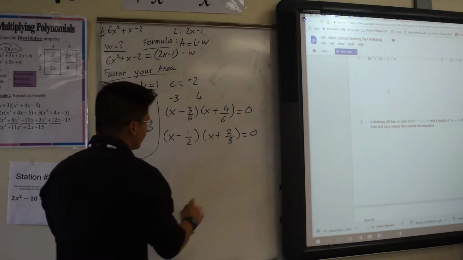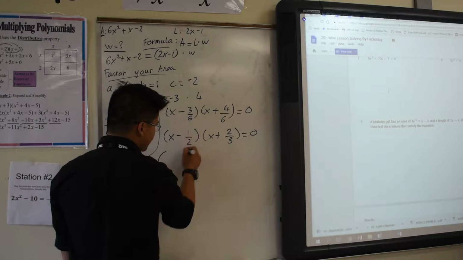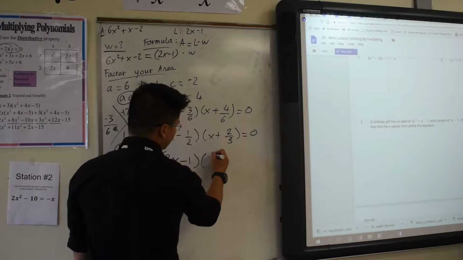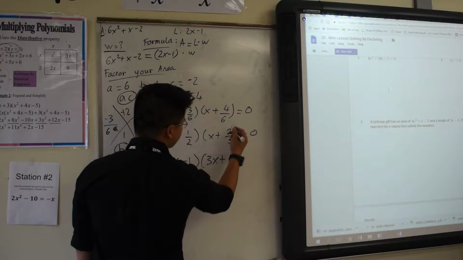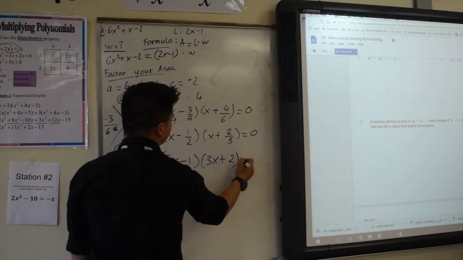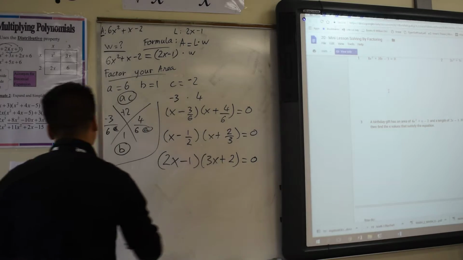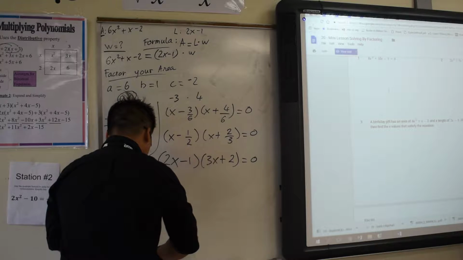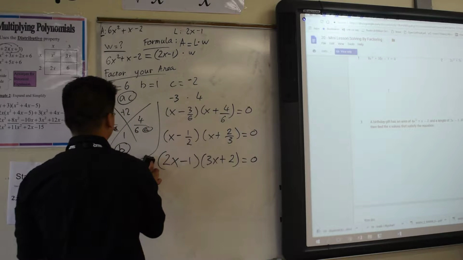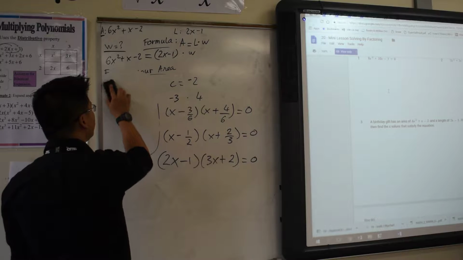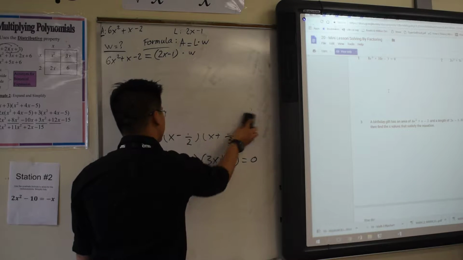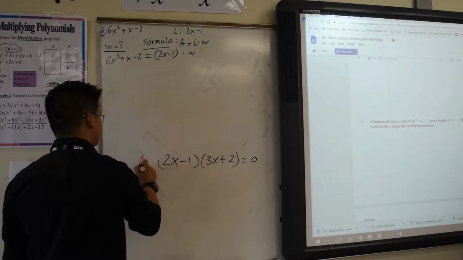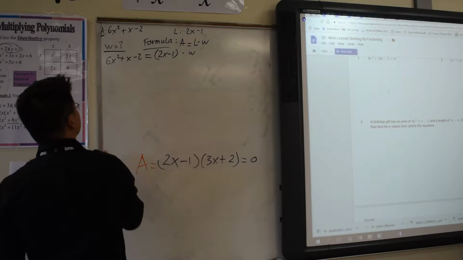And you have to completely divide or slide. So in this case, it's going to be slide. 2x minus 1, 3x plus 2 equals 0. This is the complete factored form of that. Once you have this, you can start finding your width. All you have to do is just substitute it in. So this is your area in factored form, and you can bring it back up here.